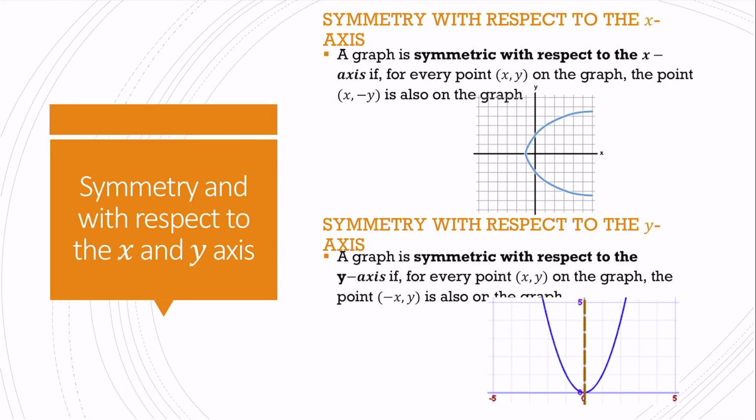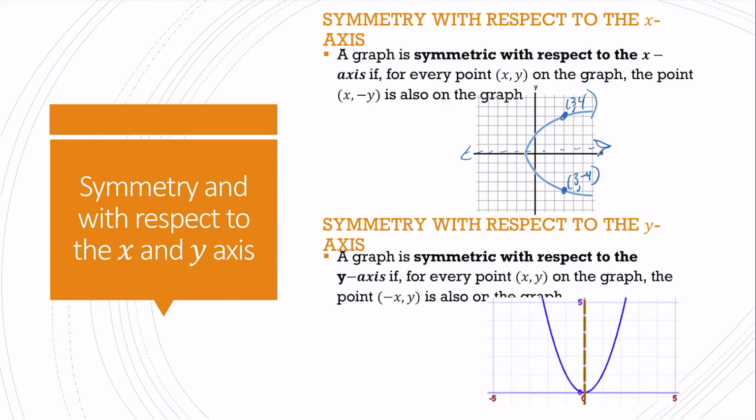A graph is symmetric to the x-axis if every point (x, y) on the graph, like here we've got the point when x is 3, y is 4, also has the point (x, negative y) on the graph. So if we look down here, we also have the point when x is 3, y is negative 4. Meaning it's symmetric across the x-axis. You can see that if I folded this graph in half across my x-axis, they would match up, right? They're symmetrical, so the x-axis is my line of symmetry.